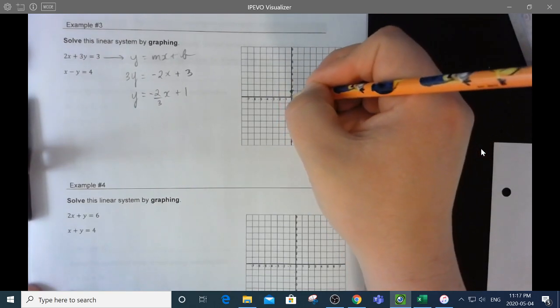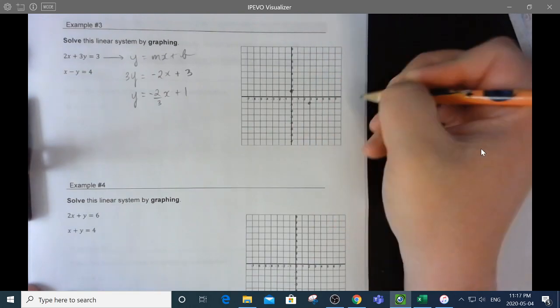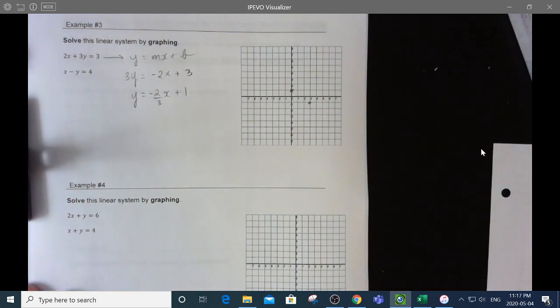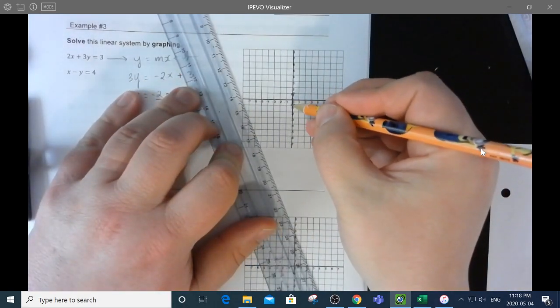So plus 1. And then down 2, and over 1, 2, 3. Looking good. Get a ruler on that. Let me double check that I counted right. 1, 2, 1, 2, 3.